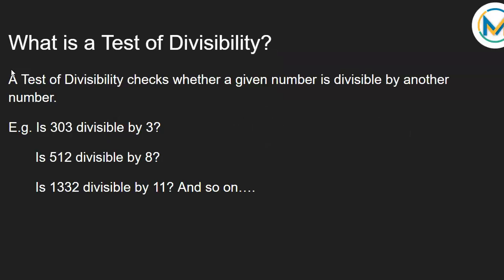So today's topic is tests of divisibility. Tests of divisibility is a very important topic for quantitative aptitude. What is a test of divisibility? A test of divisibility checks whether a given number, any given number, is divisible by another number.